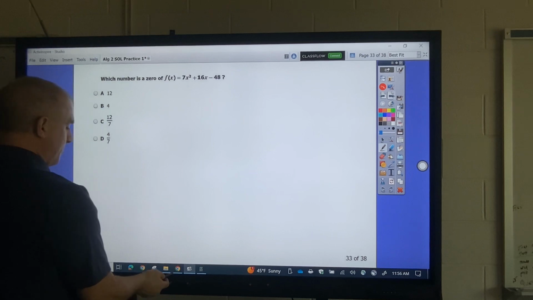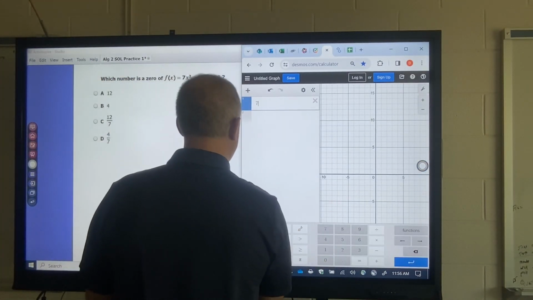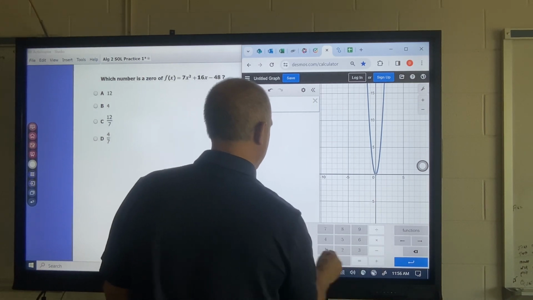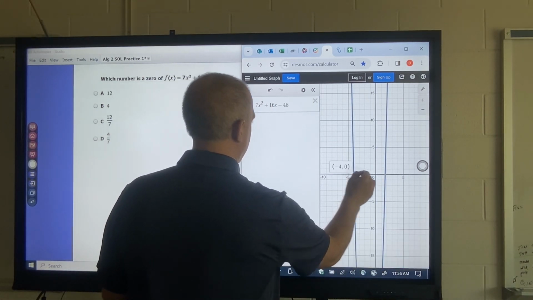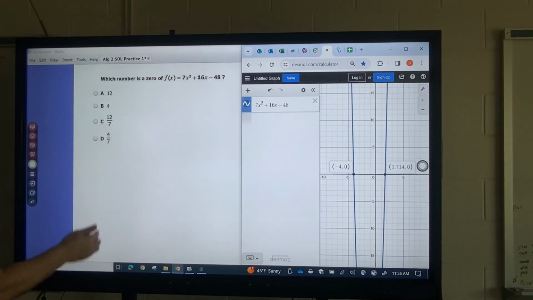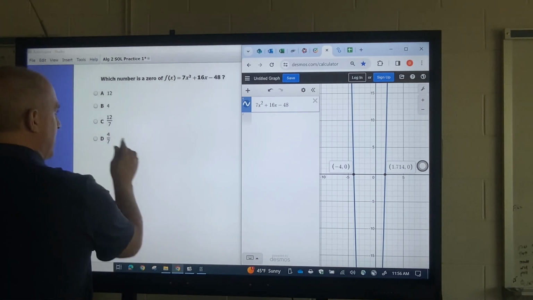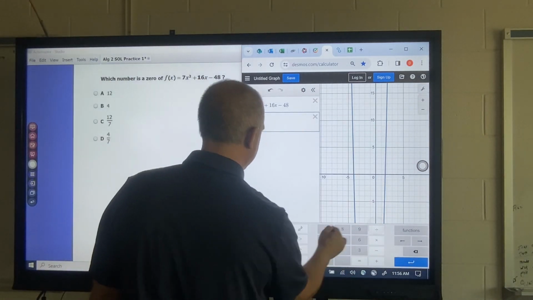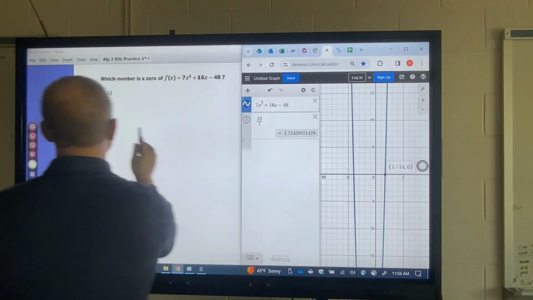Okay, you can just do this by graphing. Anytime they ask for a solution or a root or an x-intercept, you could just graph this. Okay, and that's going to be negative 4 or 1.7. Well, you don't see negative 4 up here, so one of these has to be 1.7. Well, let's look what 12 divided by 7 is. Well, that's 1.71, so that's the match.